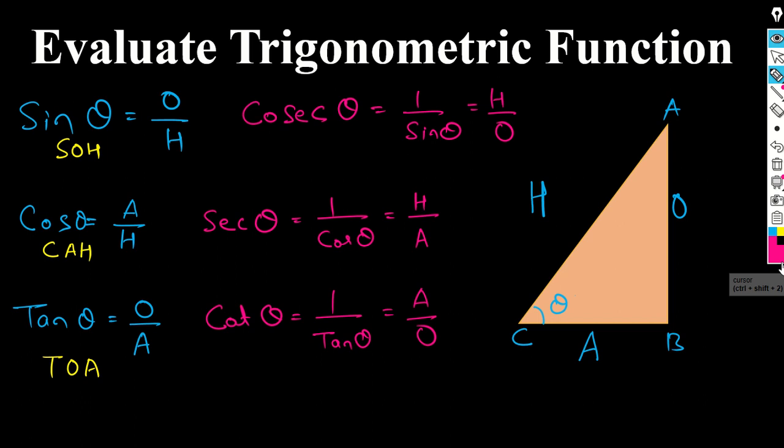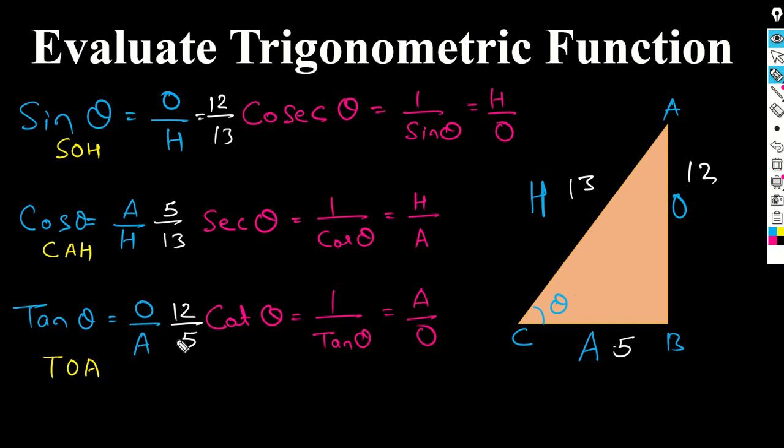Now let's take an example. For example, if this side is 13, this is 12, and this is 5. Hypotenuse is 13, opposite is 12, and adjacent is 5. So sine theta will be equal to 12 over 13. Cos will be 5 over 13. Similarly here, 12 over 5. I'm just putting the values, nothing else, okay? O is 12 from here, H is 13 from here. I'm simply taking the values, that's it.